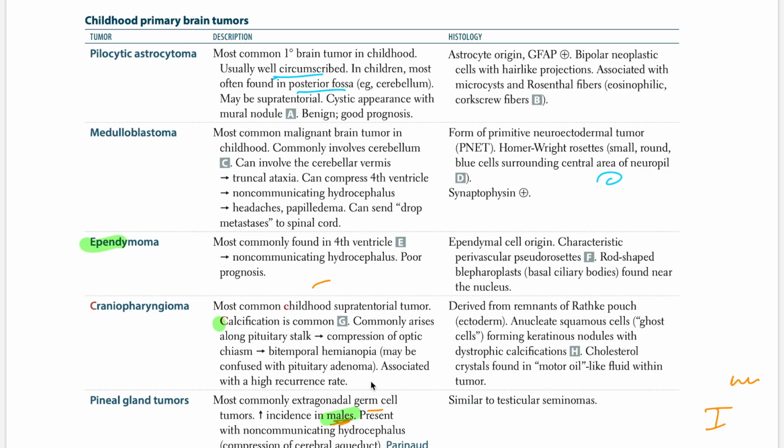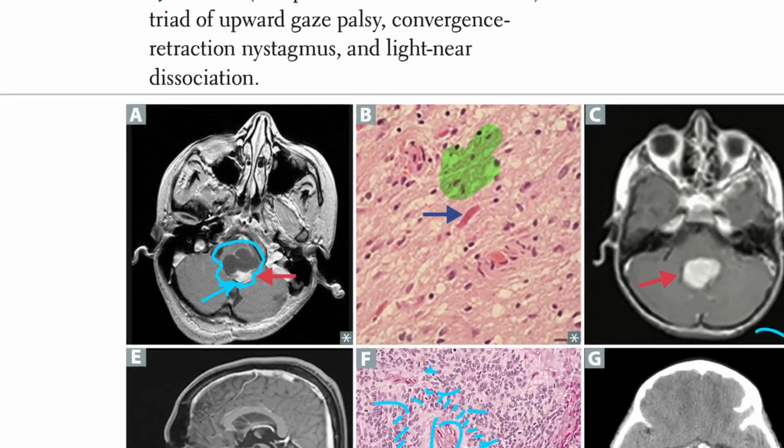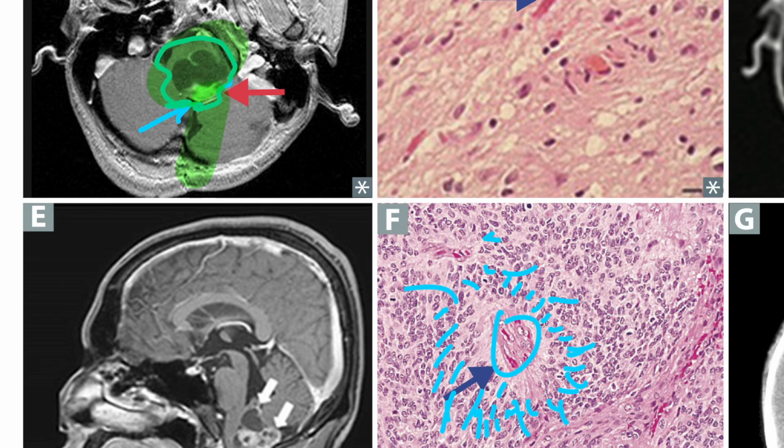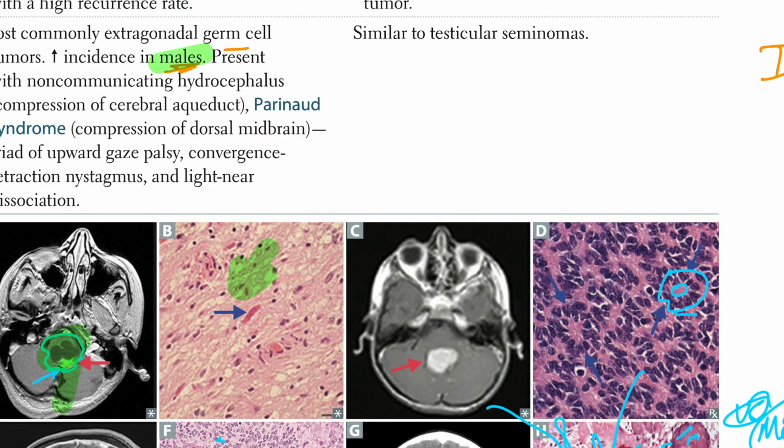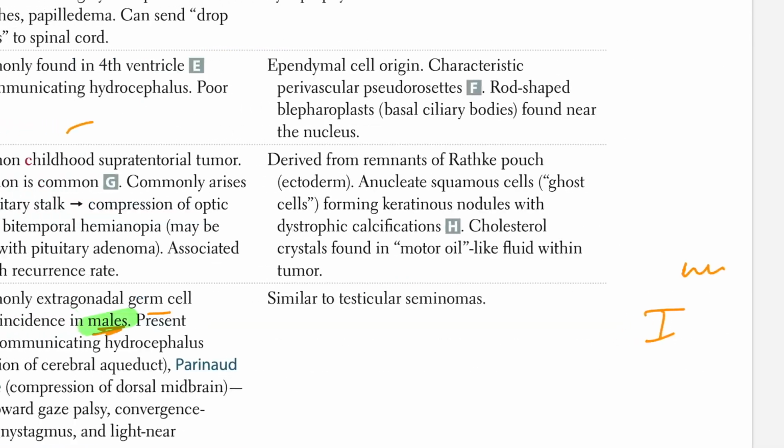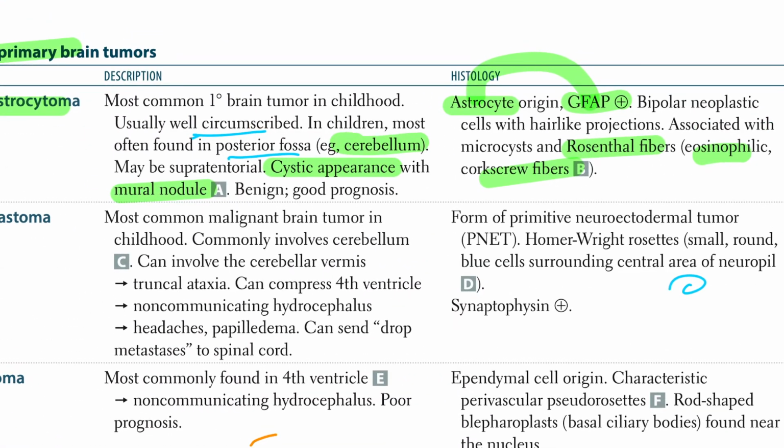Okay, now let's review these childhood brain tumors. Pilocytic astrocytoma is of astrocyte origin, GFAP positive for sure because it's an astrocyte. High yield is Rosenthal fibers, which are eosinophilic corkscrew fibers. It's going to appear as a cystic appearance, a cyst with a mural nodule up top, and specifically in the cerebellum, in a child, posterior fossa.